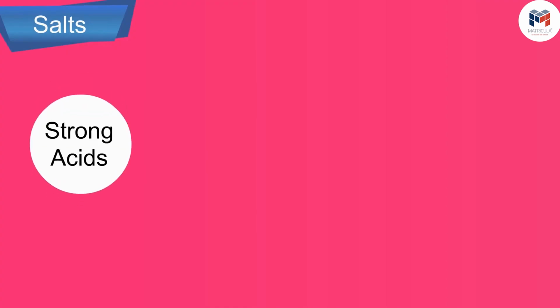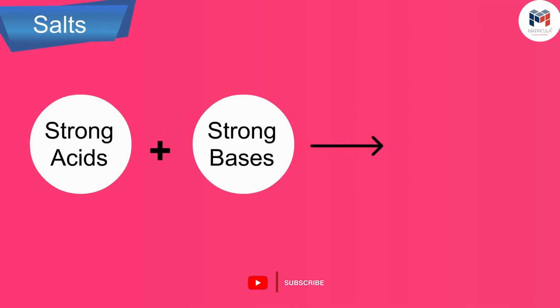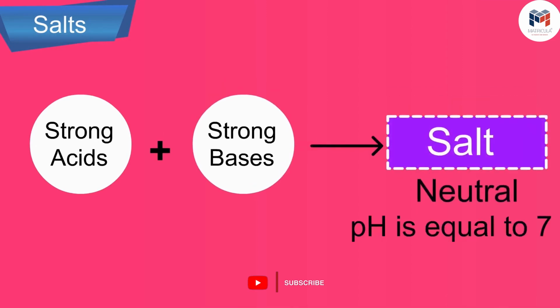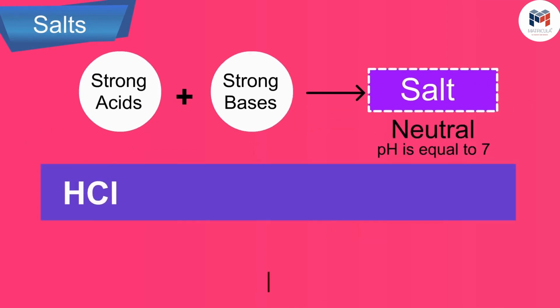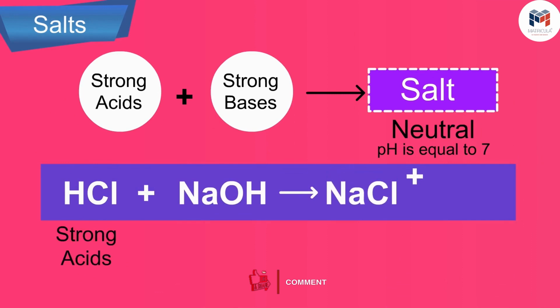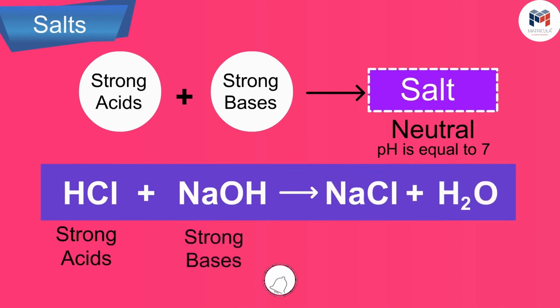Firstly, the salts of strong acids and strong bases give neutral solutions with pH equal to 7. For example, sodium chloride is formed from a strong acid, hydrochloric acid, and a strong base, sodium hydroxide, so they produce a neutral salt.